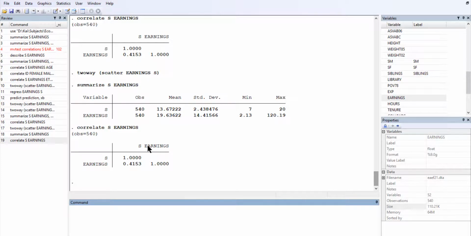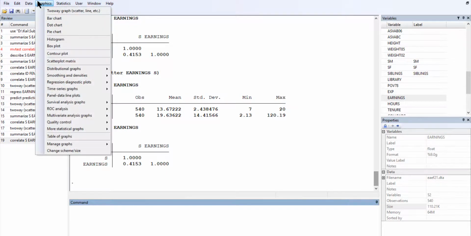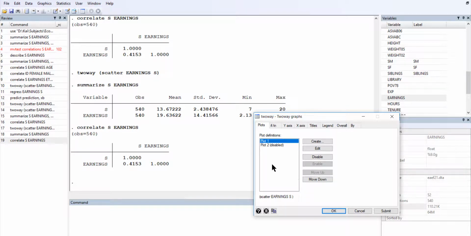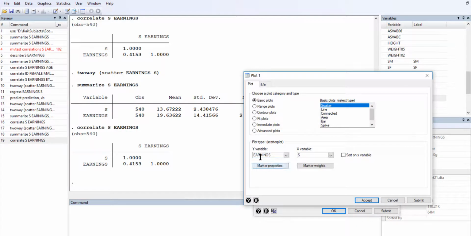And in addition, we can visualize the dependence between earnings and S. We go to graphics, two-way graph. I already showed how to create definitions of graphs. For example, I have two definitions here. The second one is disabled. The first one, I can show you what I have here. Edit, and I want to see on the vertical axis earnings and on the horizontal axis S. And this is a scatter plot, by the way, because I am graphing one variable against the other.